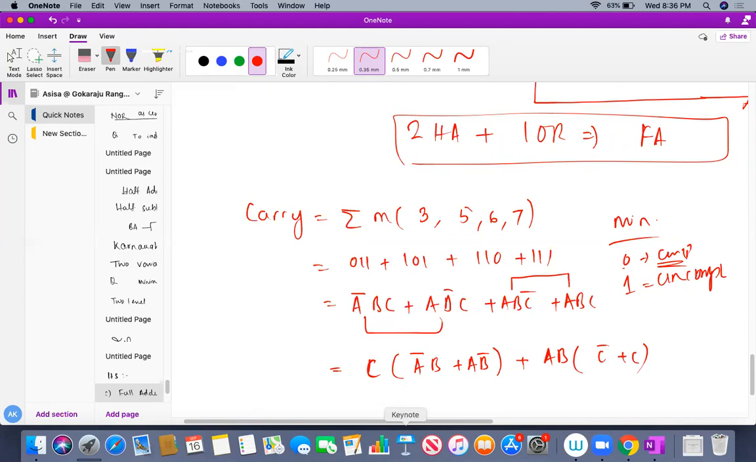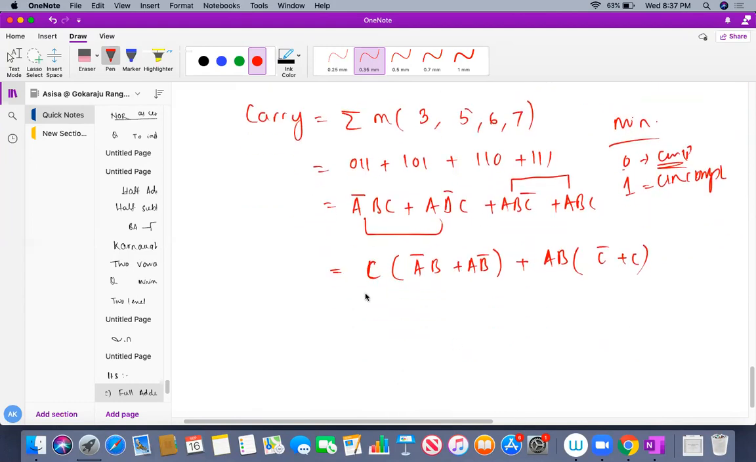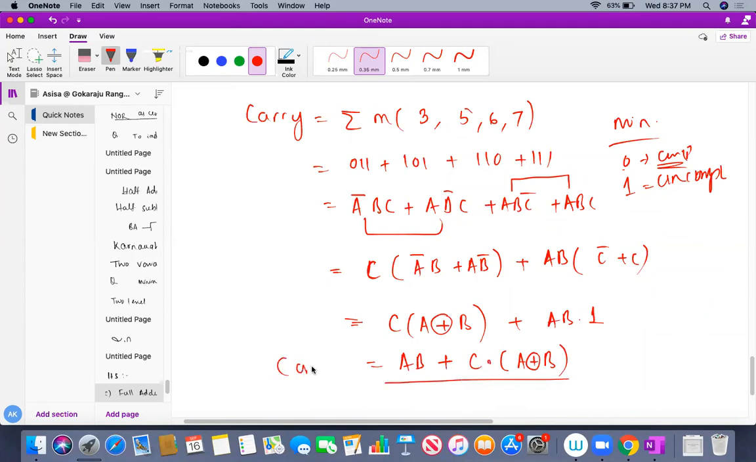Okay. So what is this? A bar B or A B bar, which is nothing else, is A XOR B. Am I correct, students? A XOR B. And this is my AB and 1. So I can write down this carry can also be expressed in this way, AB or C and A XOR B.